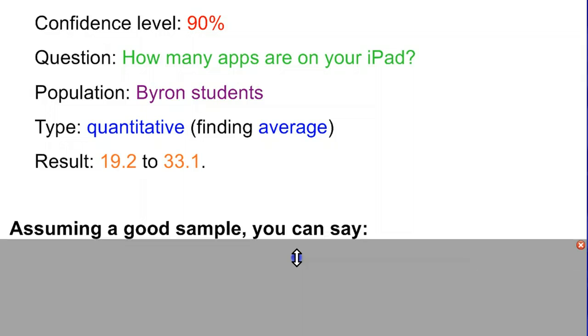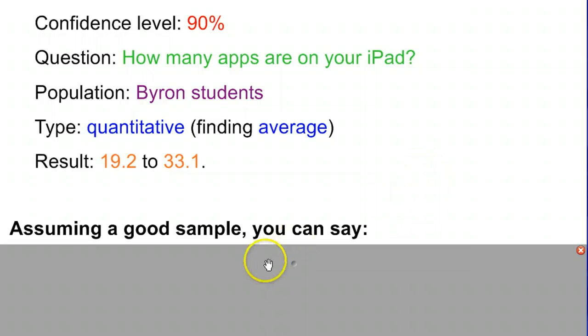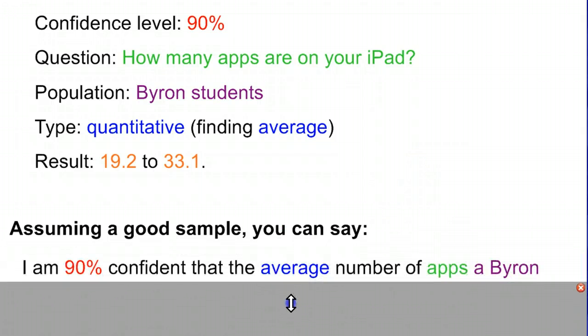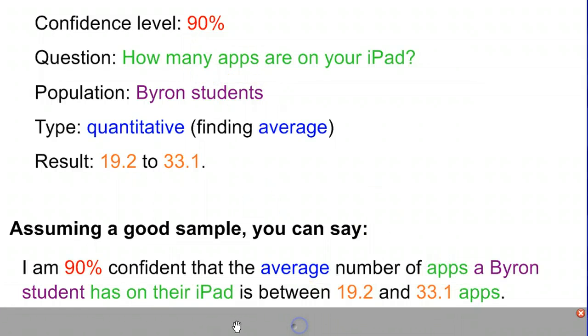To say this in a sentence, assuming a true SRS or equivalent, we can say, I am 90% confident, that's our confidence level, that the average, we're not saying proportion because we're finding an average now, it's quantitative data, number of apps, that's our question, number of apps a Byron student has on their iPad, and sometimes you reformat things to flow better, to sound better. So number of apps a Byron student has on their iPad is between 19.2 and 33.1 apps.